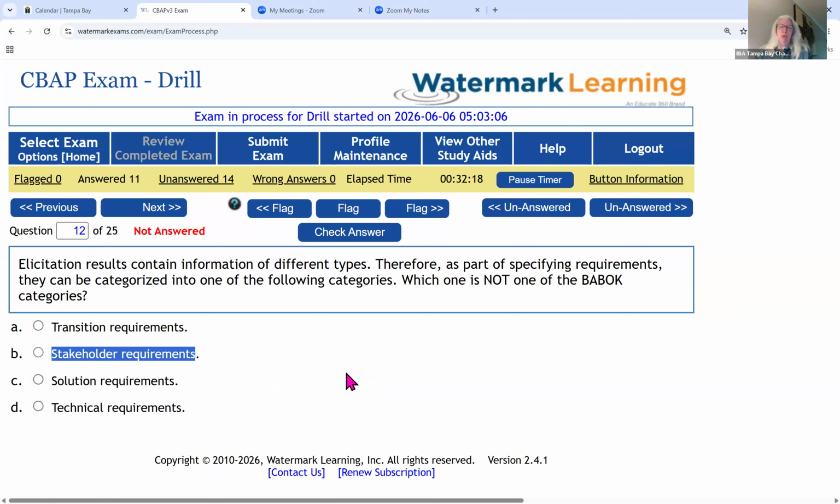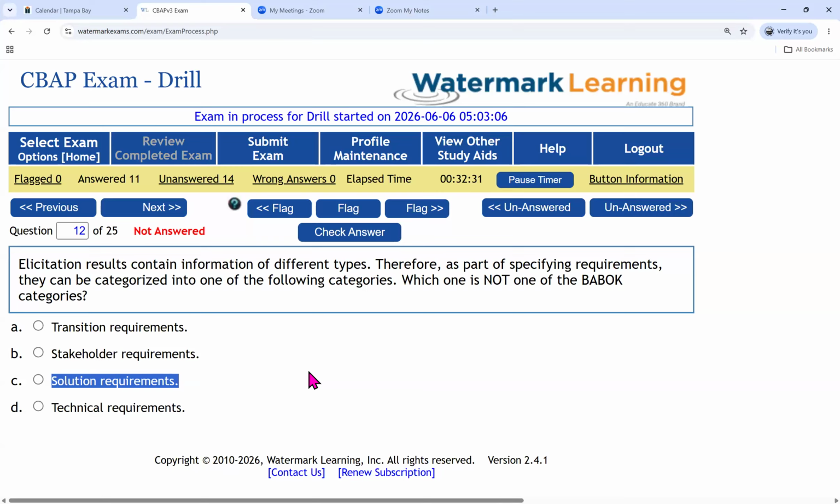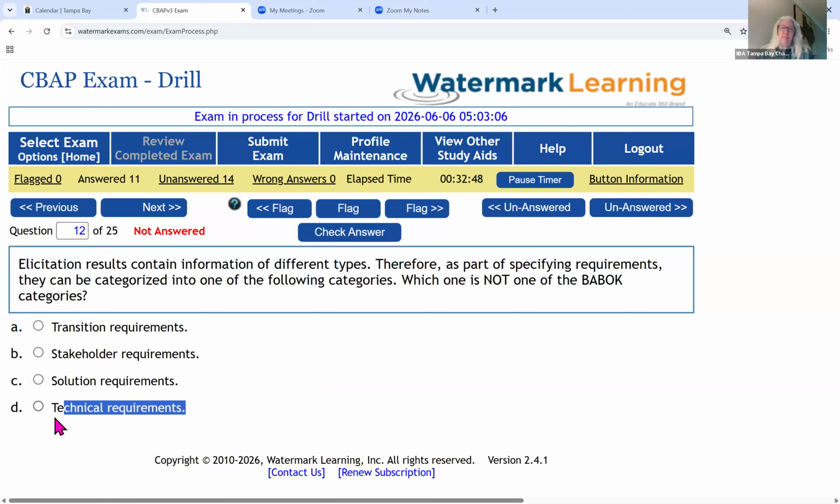Do we have stakeholder requirements? Yes, we do. What they need to satisfy an issue. Do we have solution requirements? Yes, what we need to present to satisfy the need and fulfill the actual requirement. That's exactly right. So then do we have technical requirements?